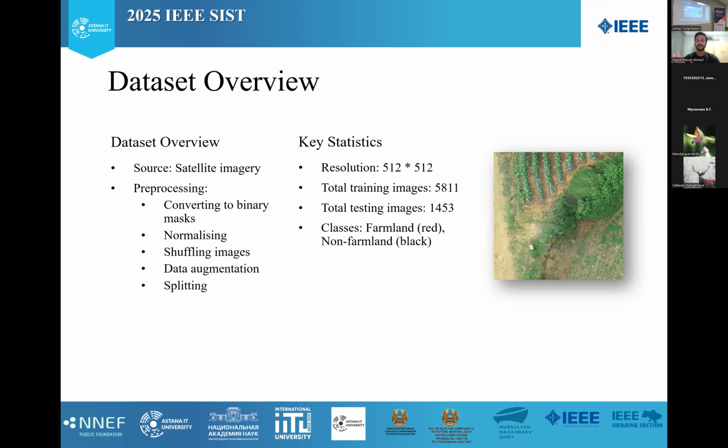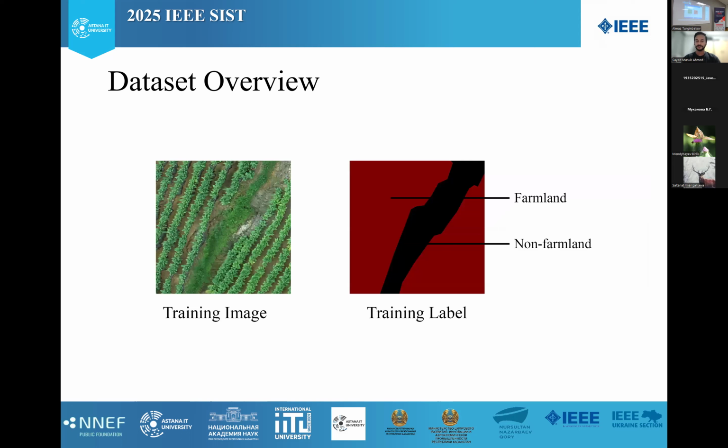We are using images of 512 by 512 resolution, and total training images we have almost 6,000, and testing images 1,453. And the classes, I already said, we have two classes here, farmland and non-farmland, defined as red and black in the mask. Here you can see the red parts defining farmland and the black parts defining non-farmland areas.